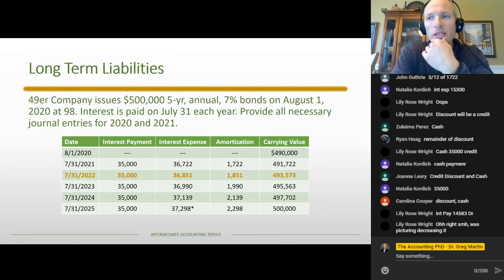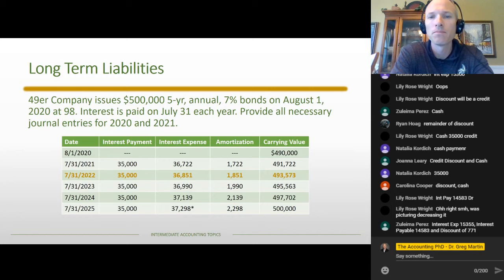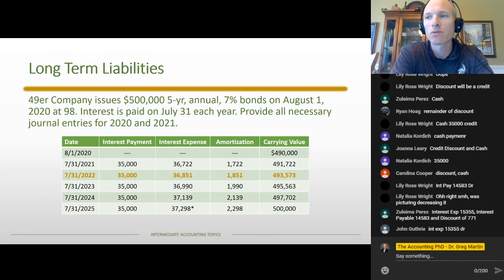You are decreasing it. So the interest payable, well, you're decreasing, never mind, I jumped ahead. You would be decreasing the discount. So Zuli got interest expense 15,355, the payable 14,583, and the discount 771. John got an expense 15,355.